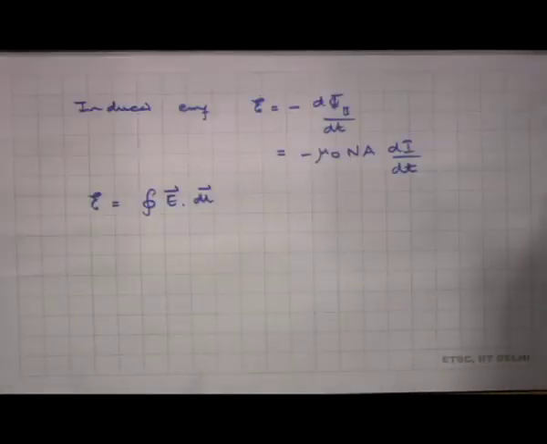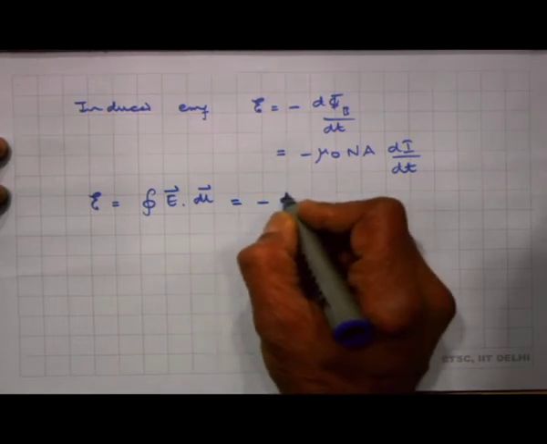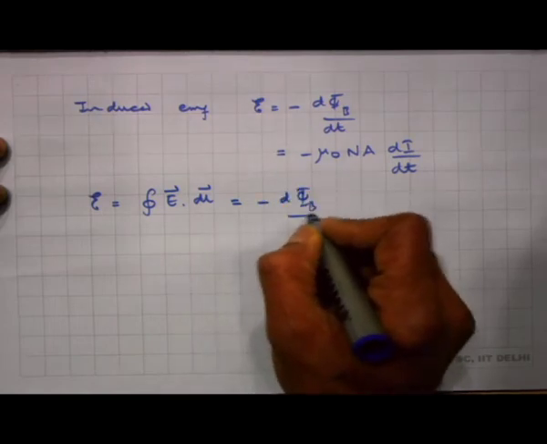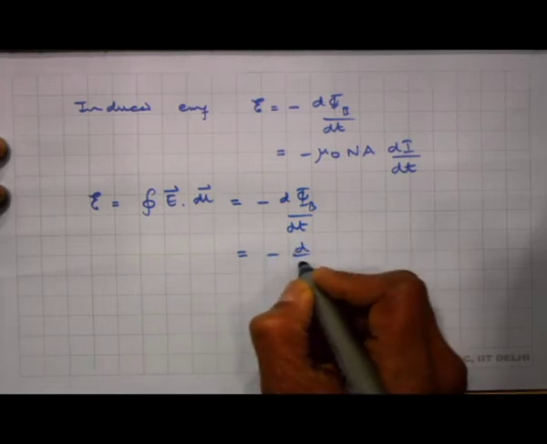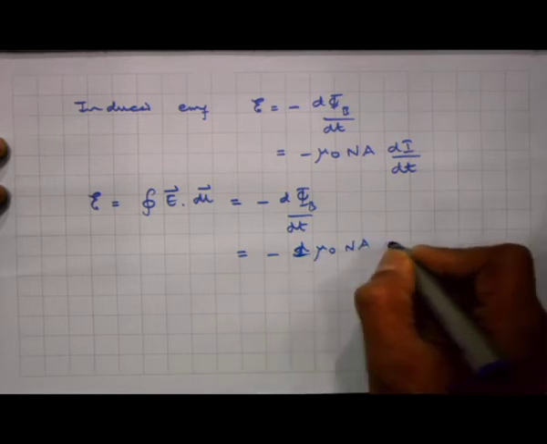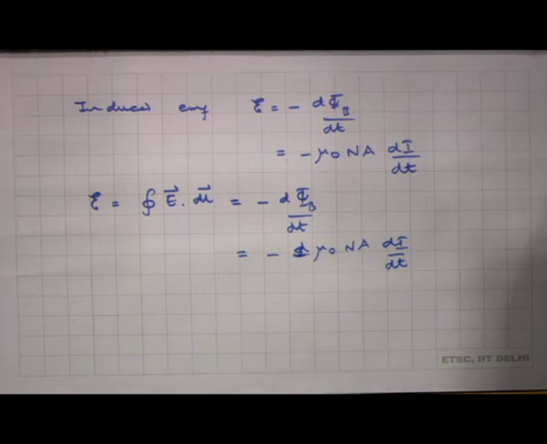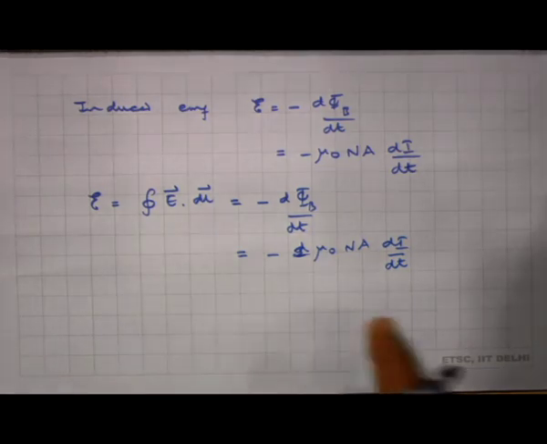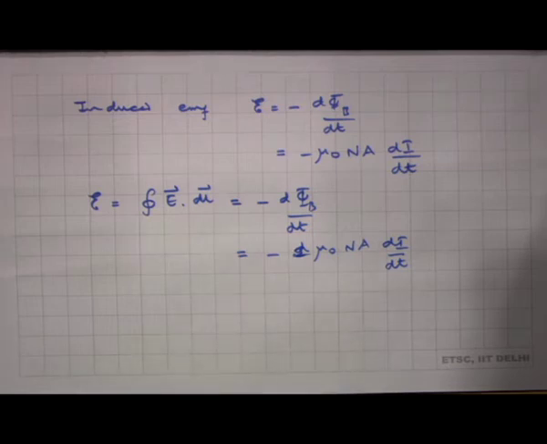So, this is an electric field and not an electrostatic field, and this is equal to minus d phi b by dt, which is equal to minus mu naught n a dI by dt. So, this changing current in the solenoid is actually generating a changing magnetic field, and that changing magnetic field is inducing an electric field outside in the conducting loop.